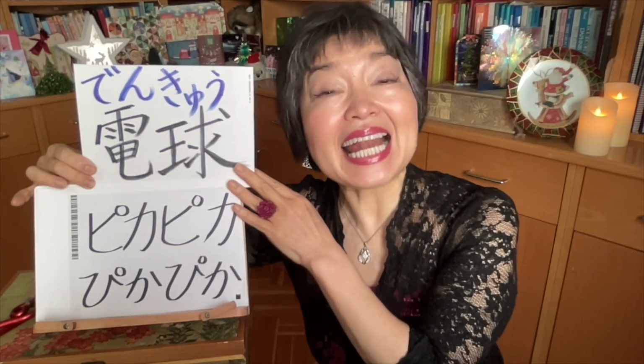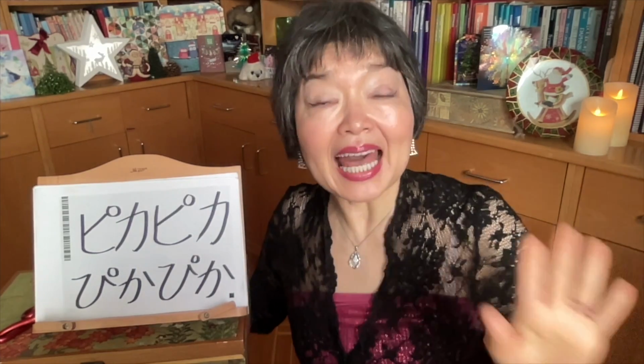So we use PikaPika when strong lights come from an object, so it is shining. For example, we can use PikaPika with denkyu, light bulb. Fluorescent tube, keikoto, we can also use with PikaPika. When we use PikaPika, it doesn't matter how it shines, but Kirakira and Gira are specifically about what kind of shine it is.